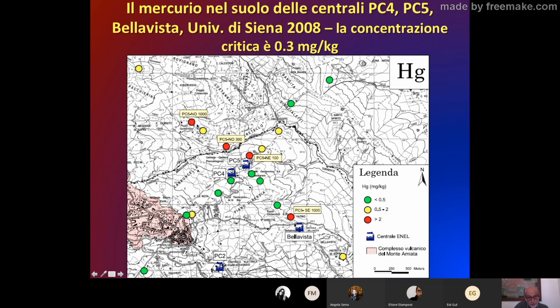See here you get all the red spots and the yellow spots. Most of the wind is from the south towards the north, so the south wind blows to the north of the power plants. You have a red dot here, which is north of the old power plant called Bella Vista. While upwind of the power plants, you have a much better situation.